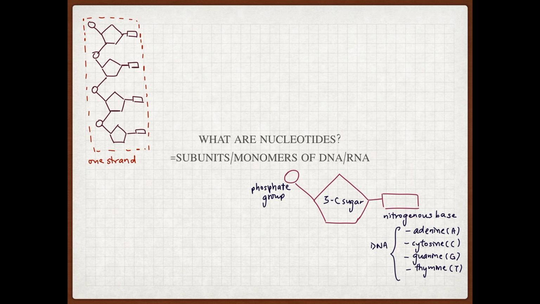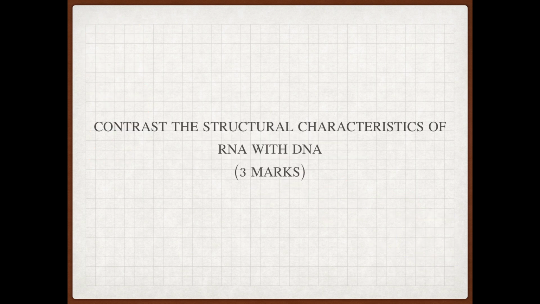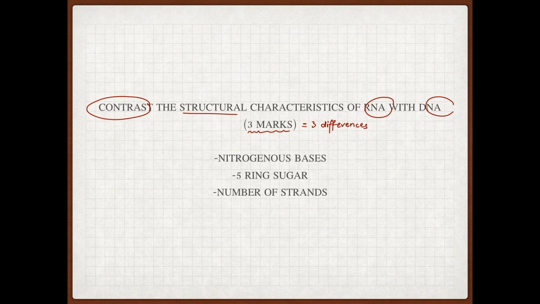On the left you can see a strand of DNA, or it can also be a strand of RNA. In this particular example, we have 4 nucleotides forming part of a strand, and we call this a macromolecule. Today, the question we're going to discuss is: contrast the structural characteristics of RNA with DNA. I'm going to guide you through this question. I have circled and underlined the key points of this question, and note that this is a 3-mark question, meaning you should give at least 3 differences between RNA and DNA.